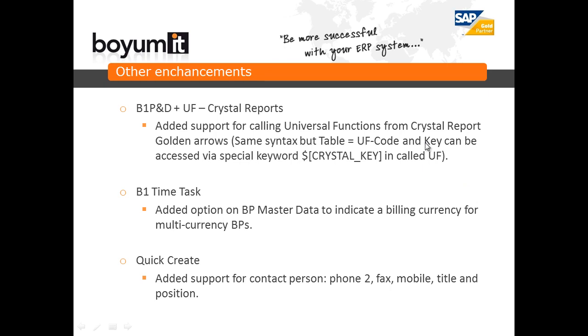Normally you would send in the business partner key or the item key. You can now send something else in, and that can be accessed via the crystal key special keyword we introduced in all the other universal functions.